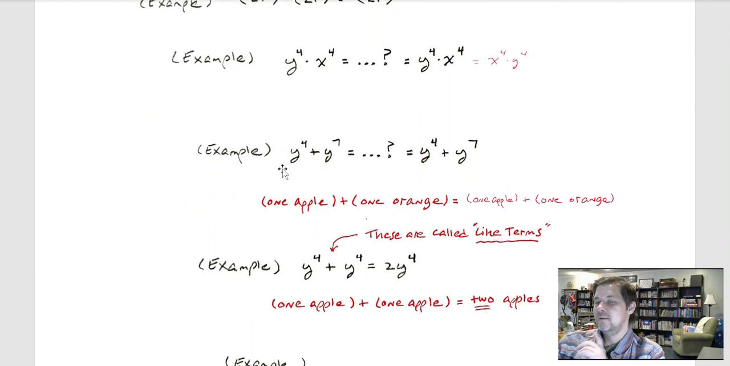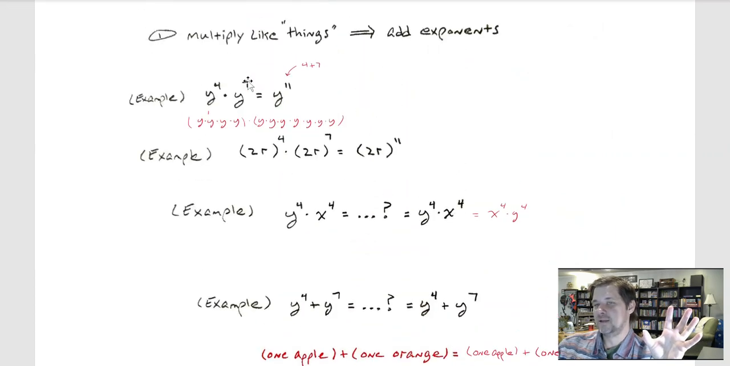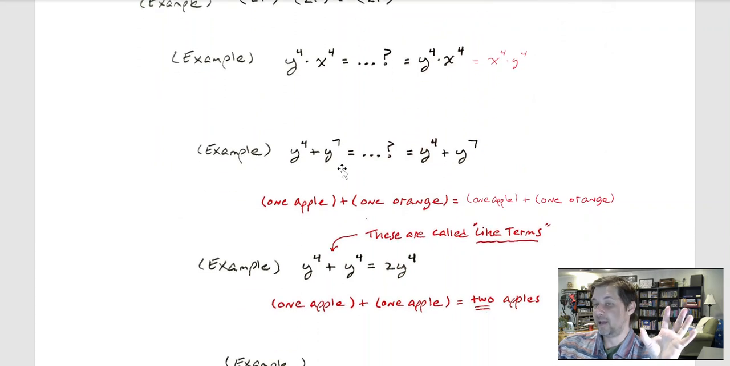So I want to tell you that that rule is not applicable to this, even though this looks very much like that first thing I showed you. Here we're trying to add similar things. I wouldn't say they're like, because y to the 4th is, in terms of adding together, not really the same thing as y to the 7th, okay? So I can't really re-express that in a useful way. I'm just stuck with it the way that it is, okay?